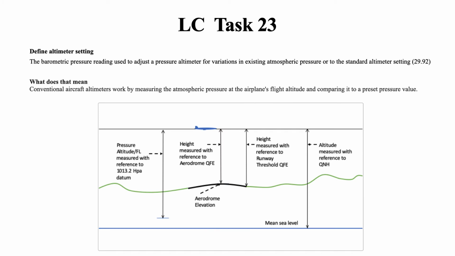What's an altimeter setting? It's the barometric pressure reading used to adjust a pressure altimeter for variations in existing atmospheric pressure or to the standard altimeter of 29.92. What this means is conventional aircraft altimeters work by measuring the atmospheric pressure at the airplane's flight altitude and comparing it to preset pressure values. So aircraft have the ability to measure the atmospheric pressure in their aircraft.